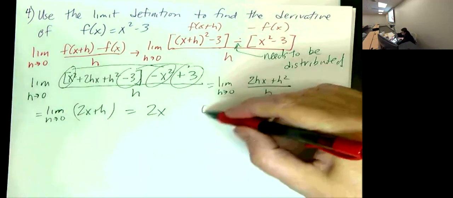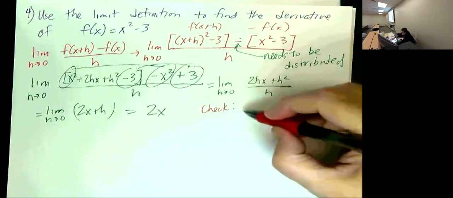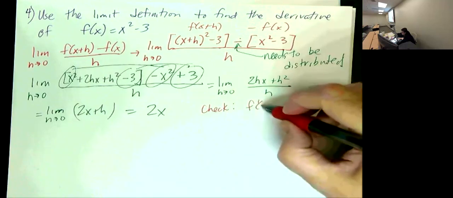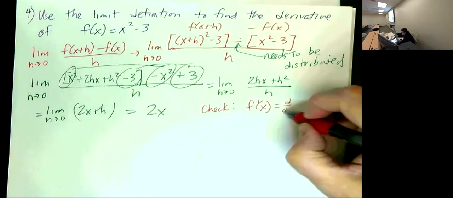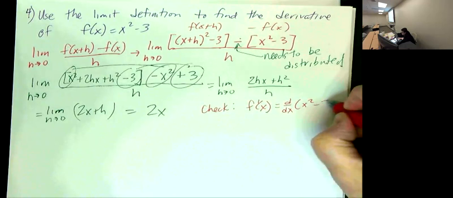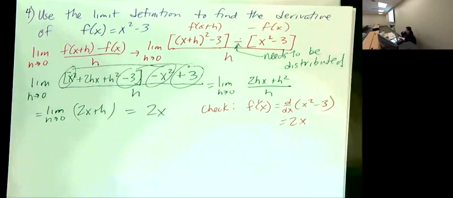Want to do a check on this one? It's easy. You know how to do the derivative another way. f prime of x, d/dx of x squared minus 3, is 2x. So you'll know if you did it the right way if you just take the derivative the normal way.